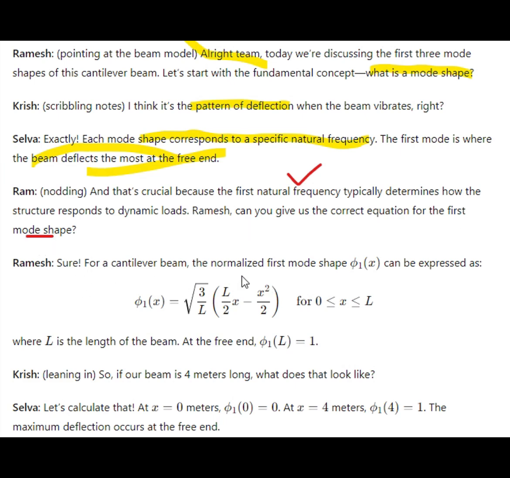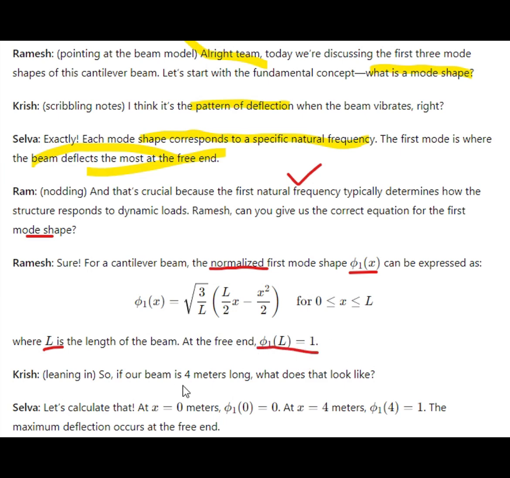Sure, for a cantilever beam, the normalized first mode shape phi 1 of x can be expressed as phi 1 of x is square root of 3 by L times (2x minus x squared by L), for x from 0 to L. Here L is the length of the beam, and at the free end phi 1 of L is set as 1.